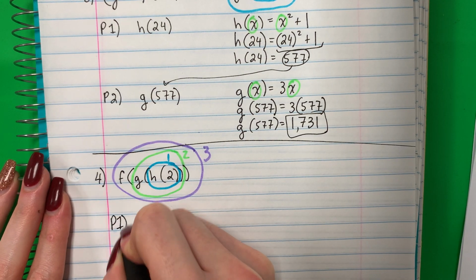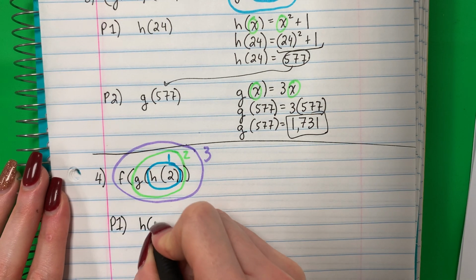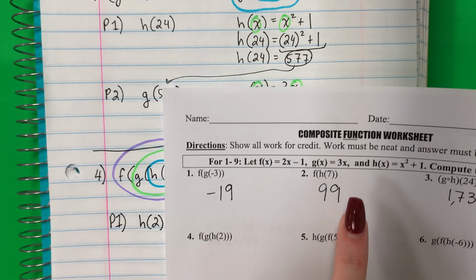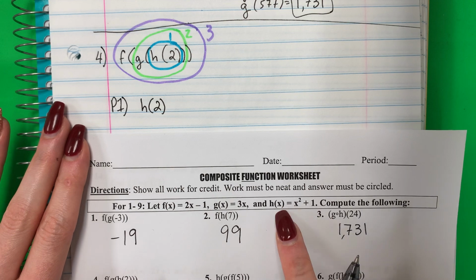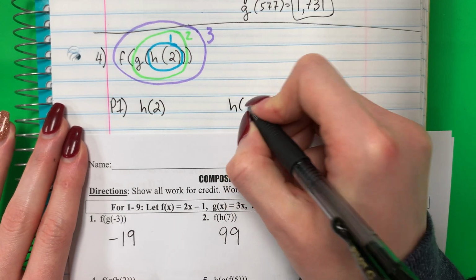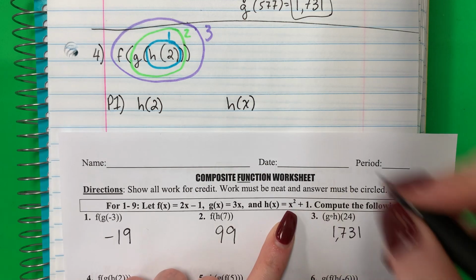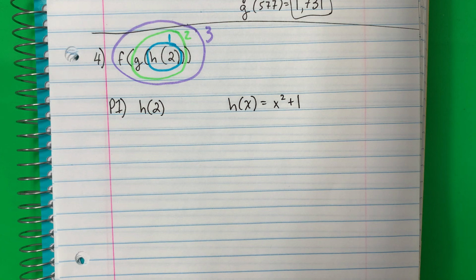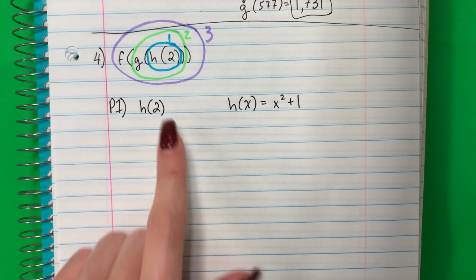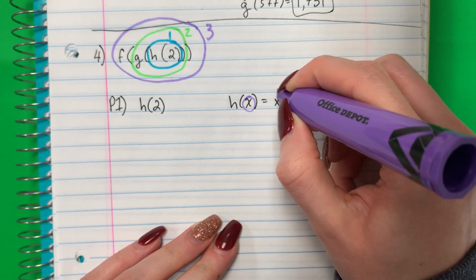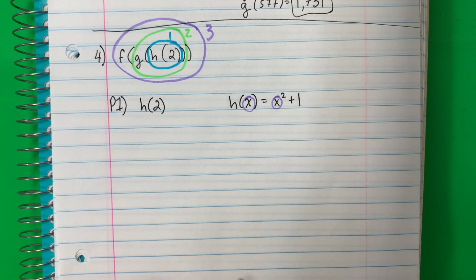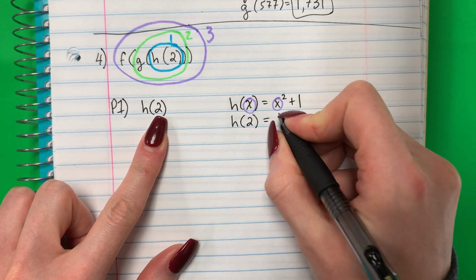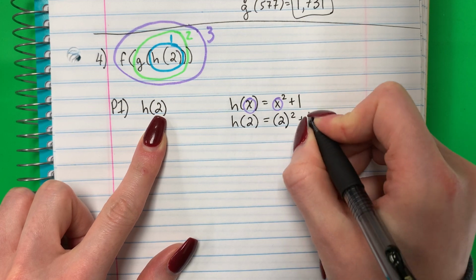H of 2. What is h? Let's find that equation. Vamos a encontrar esta ecuación. So that would be right over here. H of x equals x squared plus 1. There we go. And I'm going to replace all of my x's with my 2. Voy a reemplazar todos los x con la 2. So h(2) equals (2) squared plus 1.